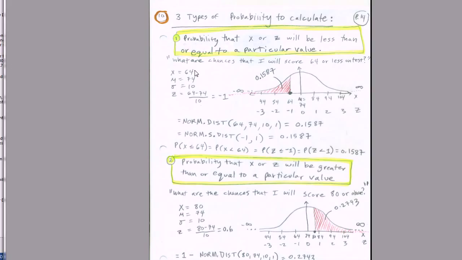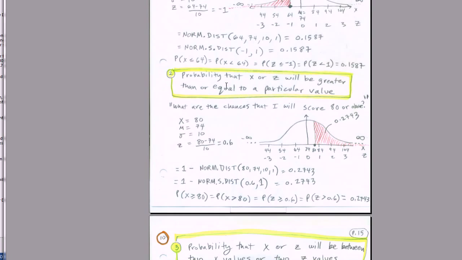So if the test score is 64, the mean is 74, and the standard deviation is 10, our z would be -1, right, because it's exactly 10 below. Here we're going to put NORM.DIST parameters in, and it will tell us the probability. So this answers the question, what are the chances that I will score 64 or less on a test? There it is.